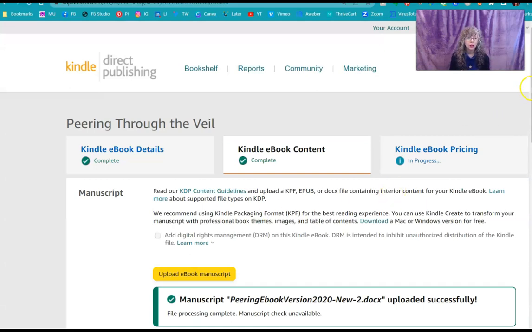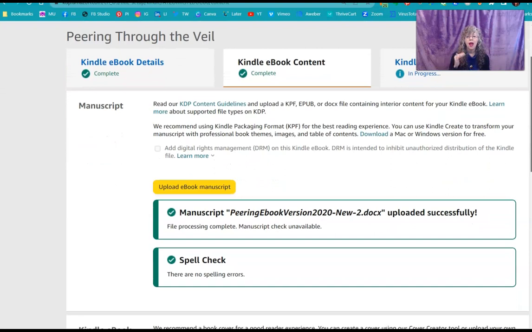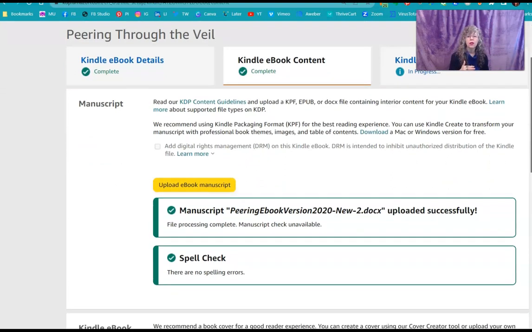So right here, we have the manuscript, and right under it is the cover. Okay. So you have to format it for ebook, in an ebook format. They have guidelines. You can download them. It's really easy to fit the format.